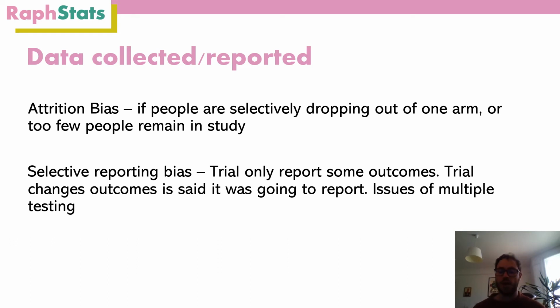Similarly, if the trial collects 17 outcomes and only reports 3 of them, because those are the ones that are significant, there's issues with multiple testing, they're not being honest, and that's another source of bias. So that's things you want to look for. Pre-specified outcomes for the last one helps get around that.